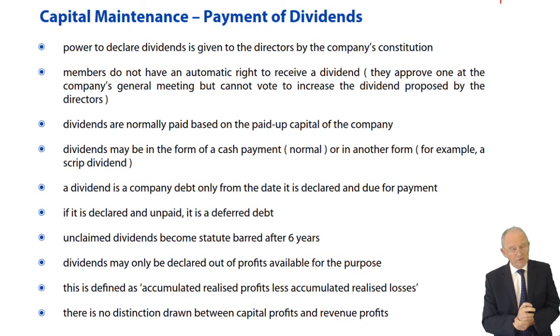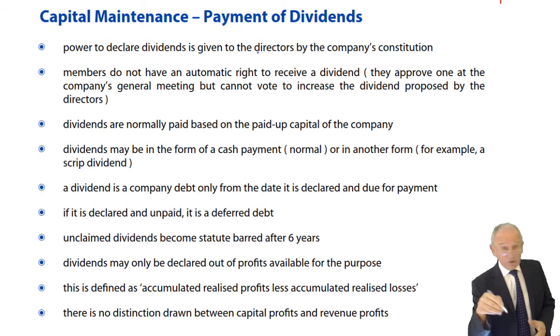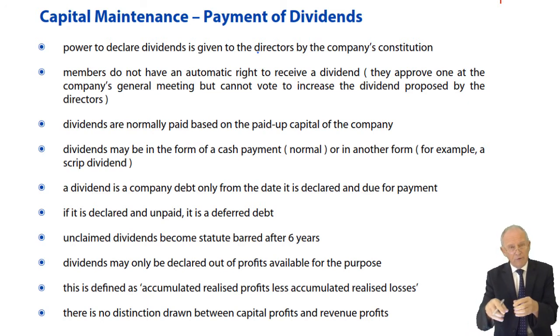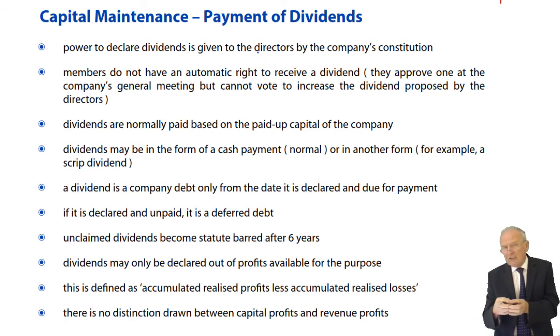Capital maintenance, the payment of dividends. The general basic principle is that dividends cannot be paid out of anything other than profits which are available for the purpose, distributable profits. So the power to declare dividends is given to the directors; it's not an automatic entitlement. Even with preference shares, it's not an automatic entitlement. The dividend has to be proposed by the directors, voted on by the members in general meeting, but then if it's not paid, it's a deferred debt.